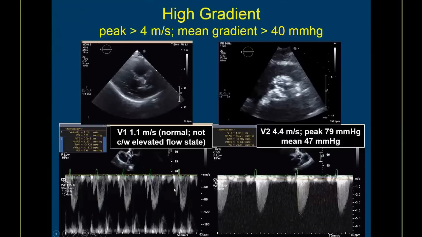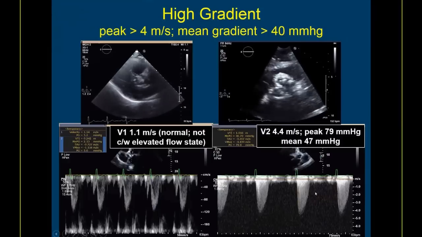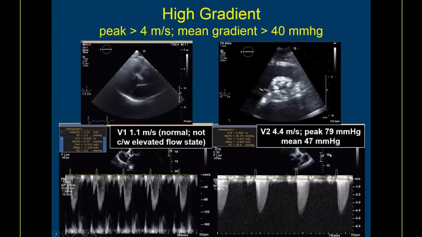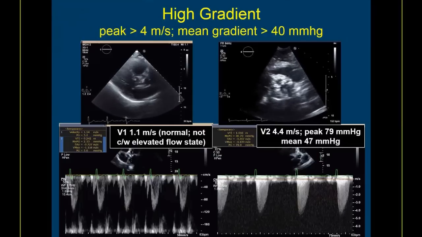An example of that is shown here. First you want to look at that valve. You've got a lot of calcium there, and there isn't a lot of opening excursion of those leaflets. That's also consistent with what you see from the short axis images of this valve. Here your V2 is 4.4 meters per second with a mean gradient of 47. So both indices are concordant, consistent with high gradient aortic stenosis.